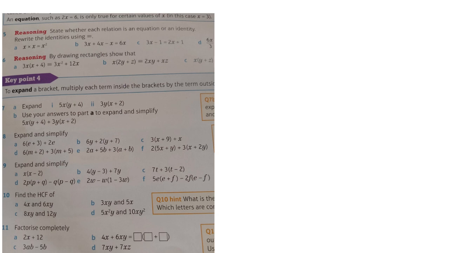So moving forward with our problem solving, now let's look at this reasoning question over here, which says state whether each relation is an equation or an identity. We are to rewrite the identities using the symbol. The symbol for identity, for clarity, is 3 dash lines like this. And of course, you know, the symbol for equals means 2 dash lines written together like this.